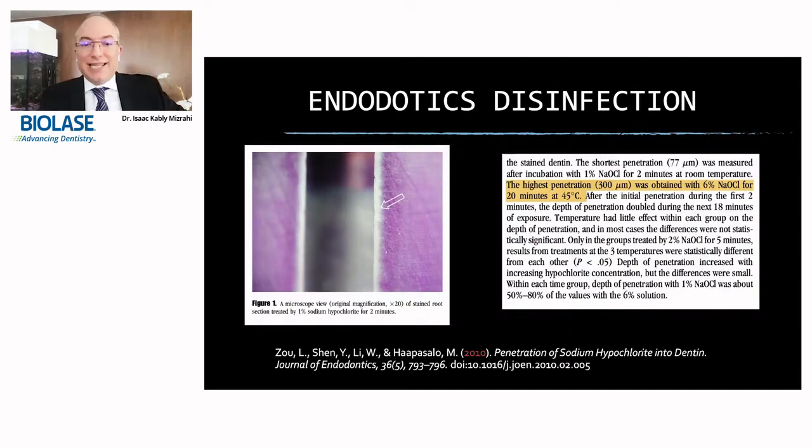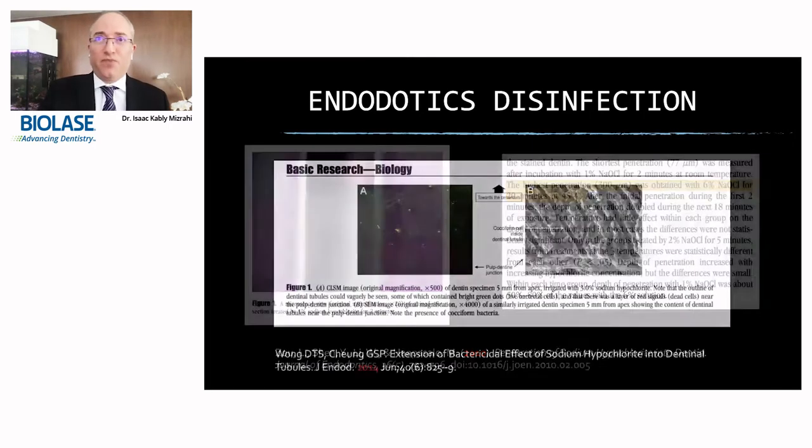Yet in 2010, Sol reported that in order for sodium hypochlorite to penetrate 300 microns inside the dentinal tubules, we need a 6% concentration, left there for 20 minutes in contact at 45 degrees Celsius. It doesn't seem very practical to me.